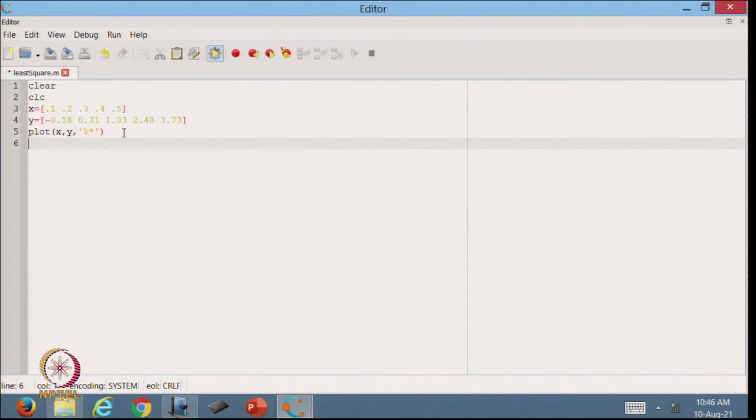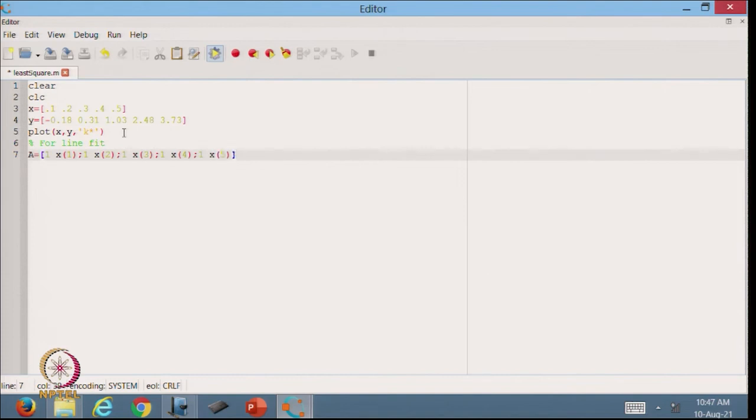Now, first I will take the things for the linear fit. So, for the line fit, I take a matrix A. That matrix is 1 and x1, then again 1 and x2, 1, x3, and at the end I will get x5. Here I will get the matrix with the first row as 1 x1, second row as 1 x2 and so on. This way we are able to write the matrix A.